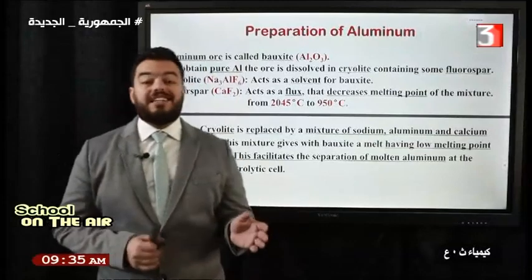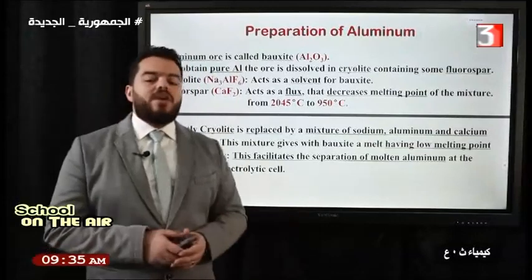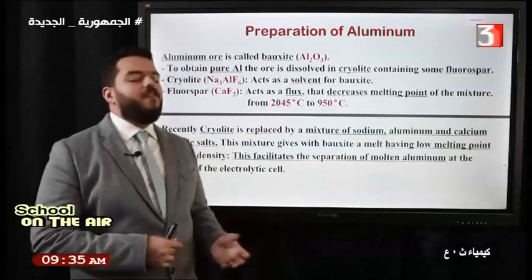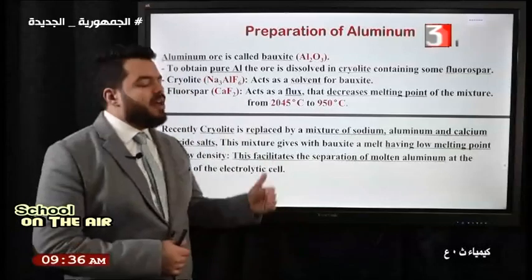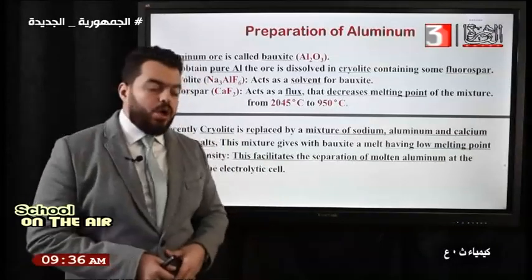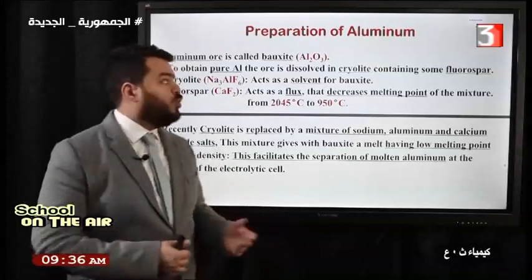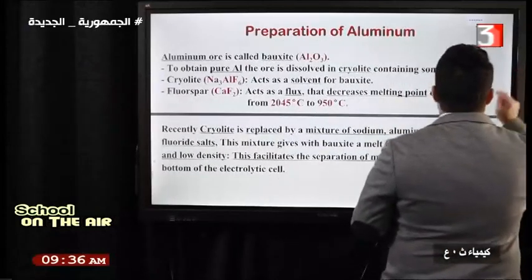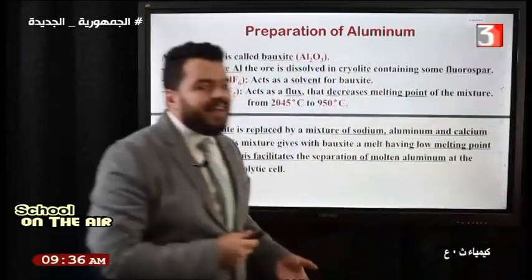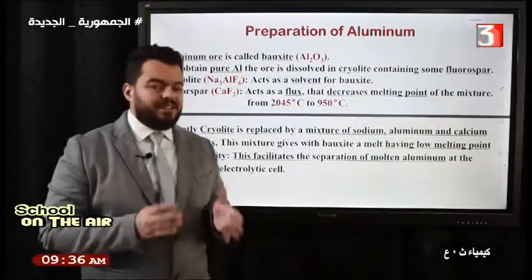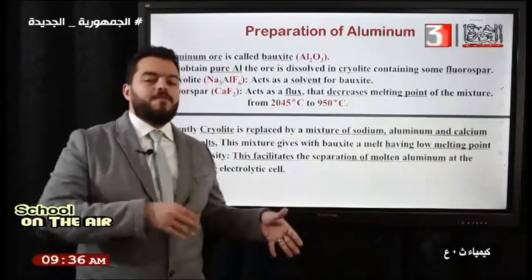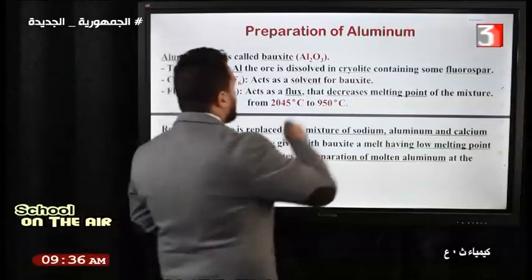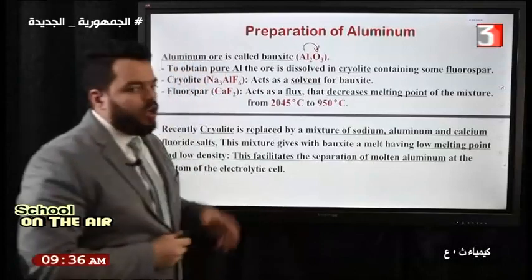Okay, the extraction of aluminium can't be done as we studied before in chapter 1, when we extracted iron from its ore by means of a reducing agent, because aluminium is more reactive than iron. So we have to make a reduction reaction to remove the oxygen from its ore by another method. So we use electrolysis cells to separate the oxygen from the aluminium, because aluminium is more reactive than iron and more strongly bound to oxygen.